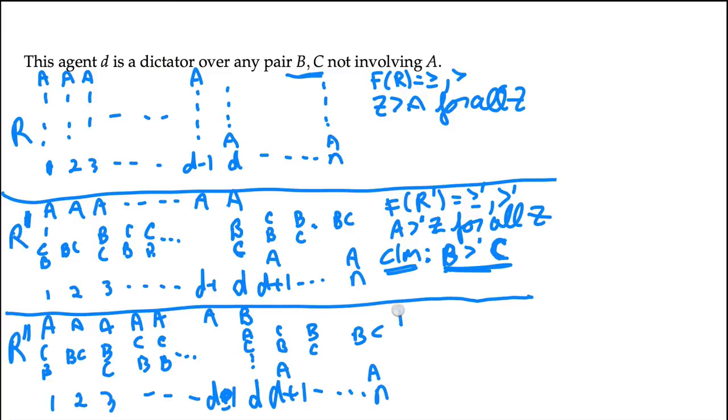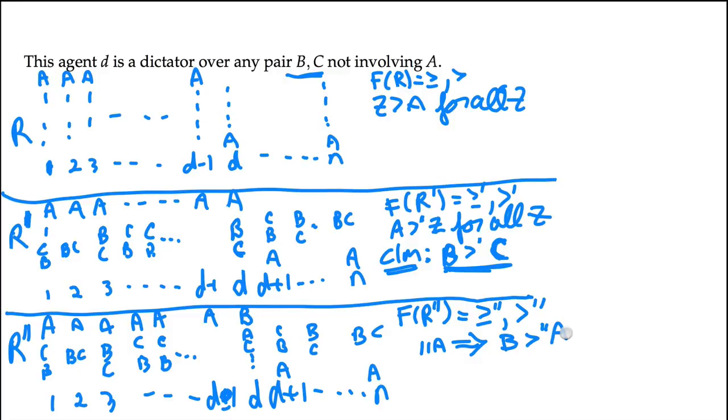So now we have the social ordering associated with R double prime. Let's say it's greater than or equal to double prime and greater than double prime. And I'm going to prove that B has to be ranked ahead of C under this ordering R double prime. Well, why is that? I claim IIA tells me that B has to be ranked ahead of A.